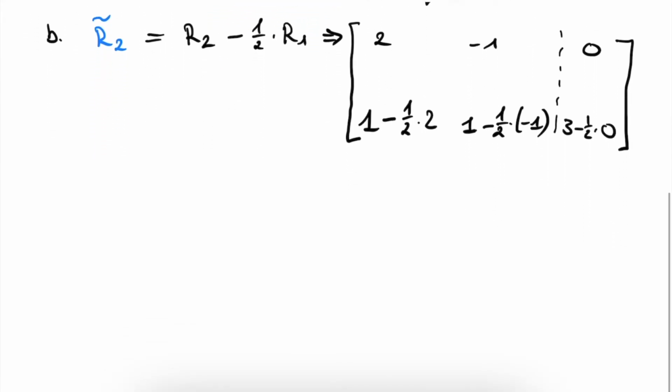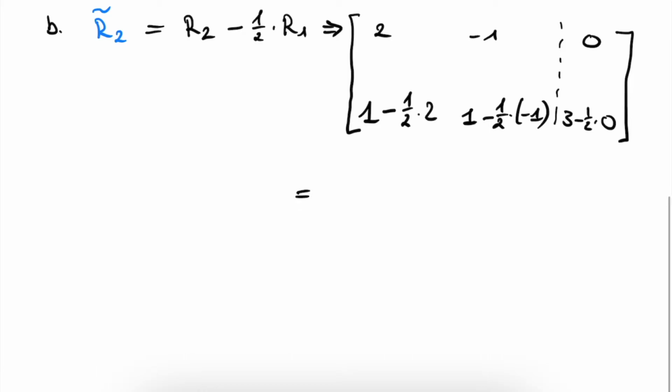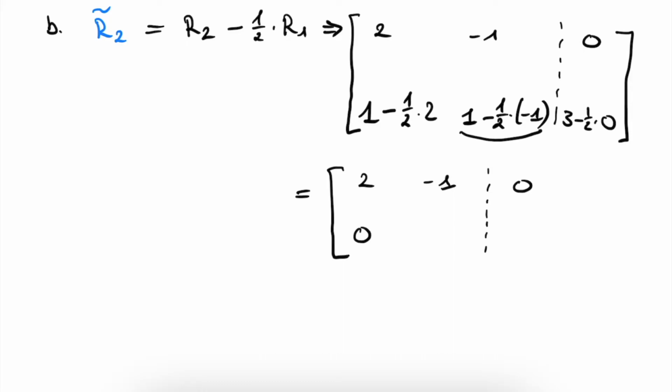So now we can simply calculate this, and we see that we get the following matrix. The first row remains unaltered. And for the first element on the second row, we have 1 minus 1/2 times 2, which is simply 0, which is of course exactly what we wanted. And for the second element, we have 1 minus 1/2 times minus 1. So that would be 1 plus 1/2, which is 3/2. And then for the third element, we have 3 minus 0, which remains 3.